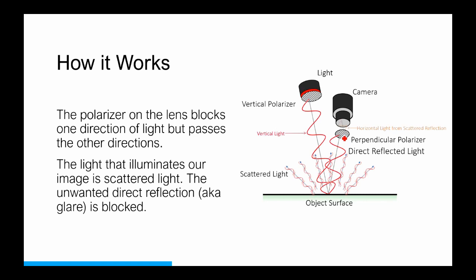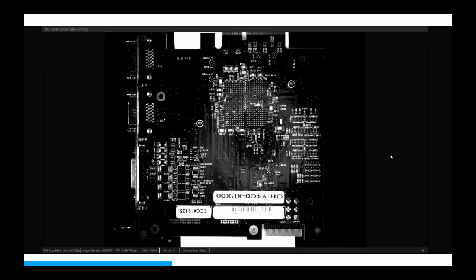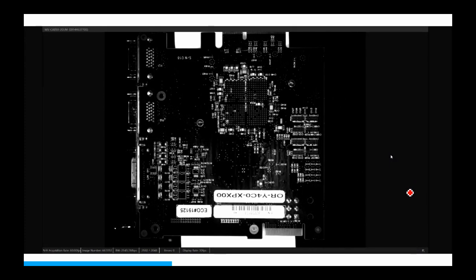But because I've got my scattered light in every direction, the horizontal light passes through, and we can actually see our image. So you can see in this picture here of the puppies, I have direct light from my ring light above. You can see each individual LED. When I put a polarizer on the light and a perpendicular polarizer on my lens, that's when I'm removing that glare altogether.